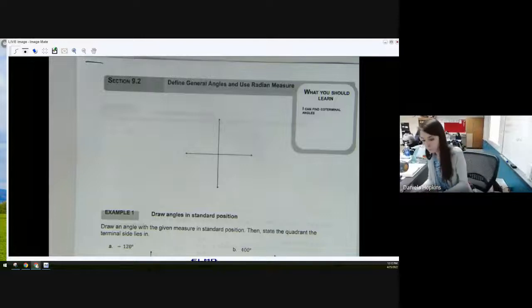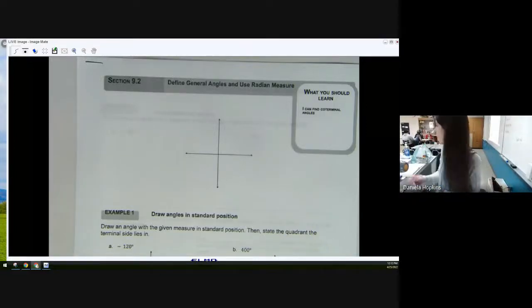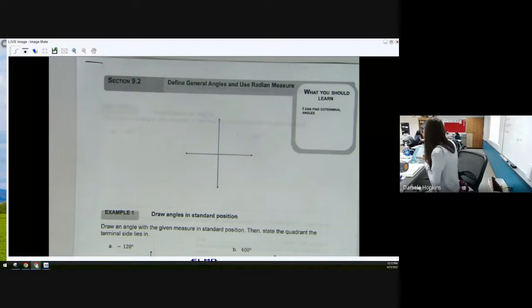All right. So I am going to color code. So if you want to use multiple colors, let's do it.